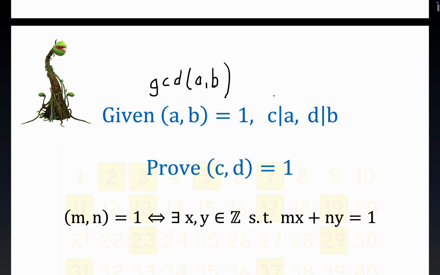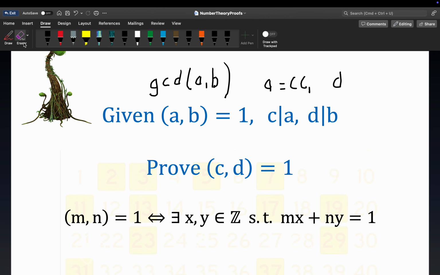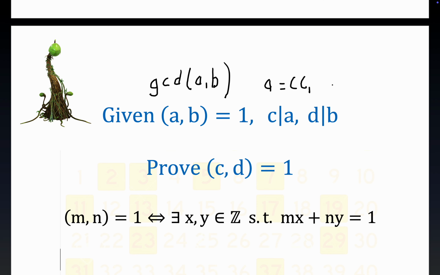Now that means you can write a as, let me just write this, that's an a there, folks, sorry. a is equal to, we'll say c times c sub 1, and y'all like using these subscripts with the same letters. And d divides b means that b is equal to d times, we'll say d sub 1. So again, that's what these two statements mean.